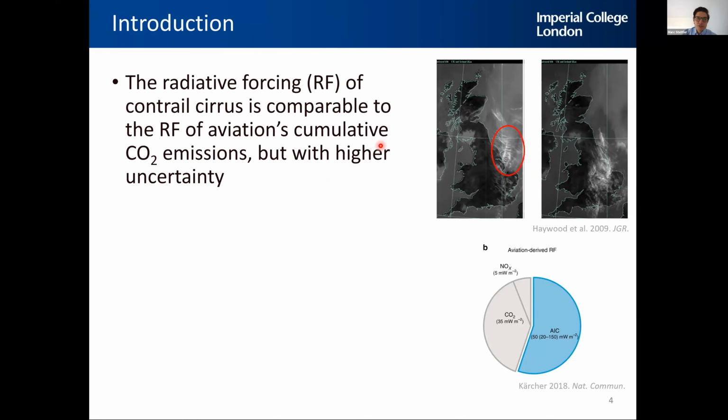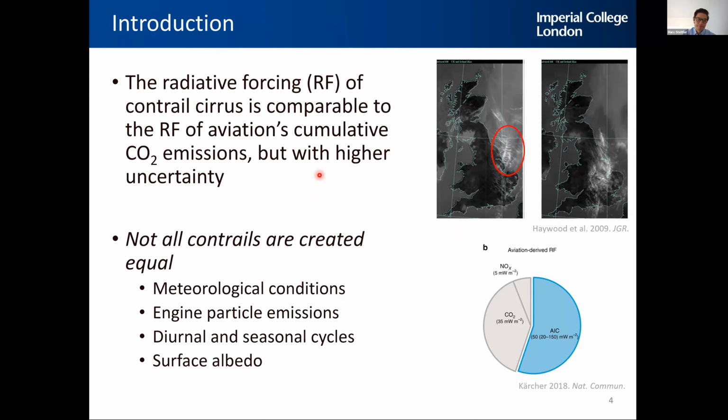So the radiative forcing of contrails and contrail cirrus, as those contrails spread, we call that contrail cirrus, is comparable to the radiative forcing of aviation's cumulative CO2 emissions. So that means all of the CO2 emissions emitted by aircraft from the beginning of time. So it's a really significant component, but it does have a higher uncertainty.